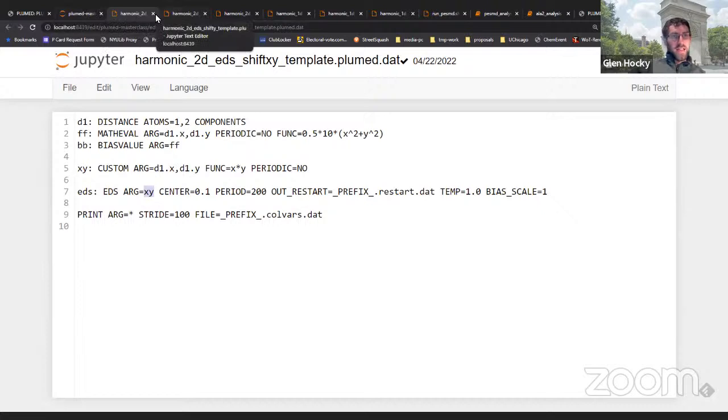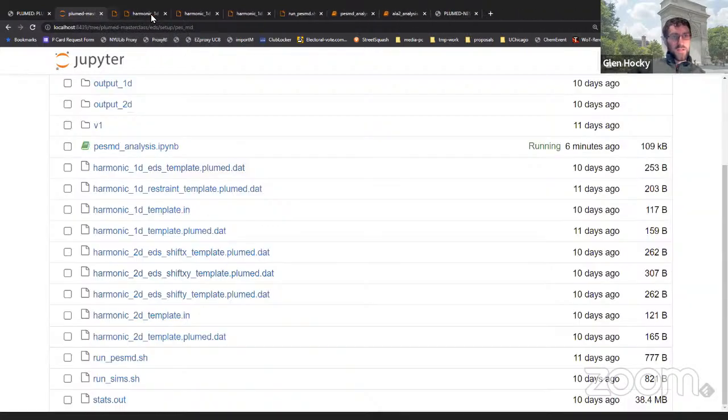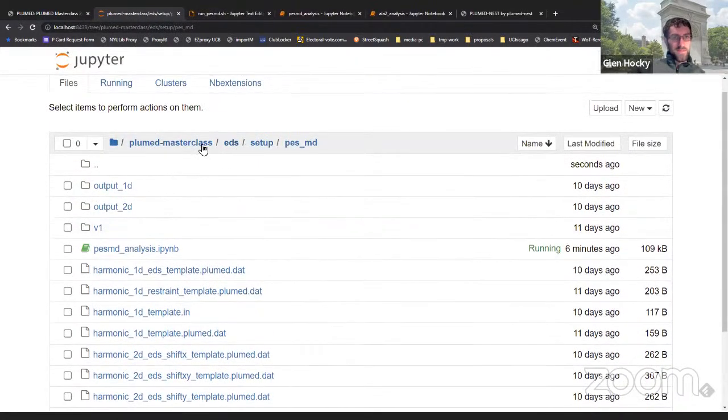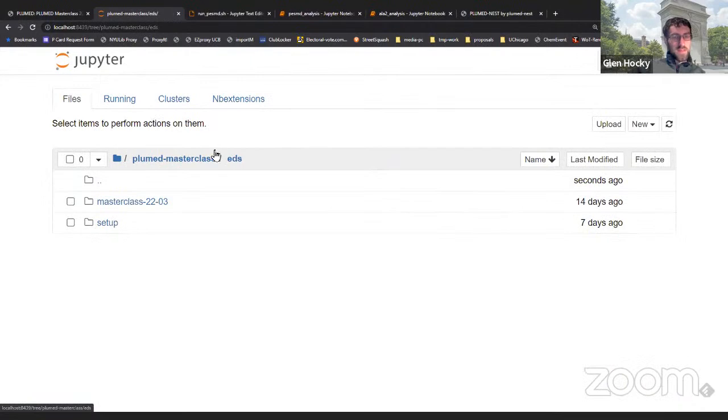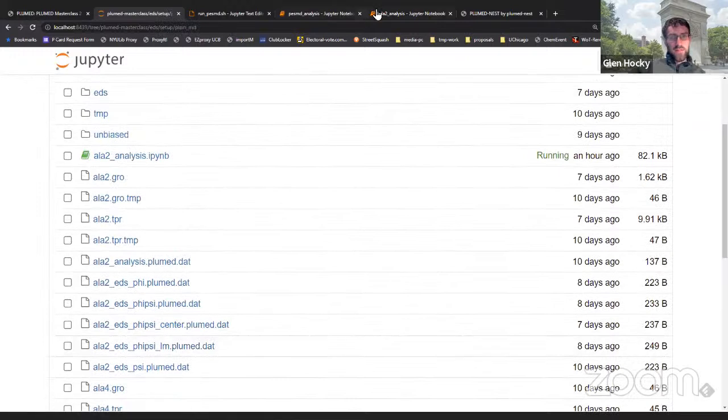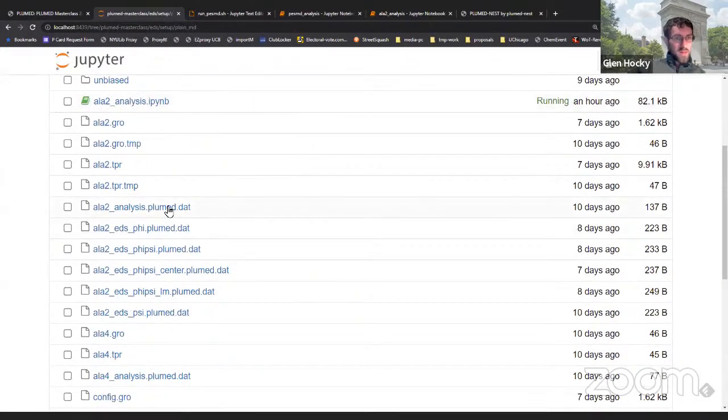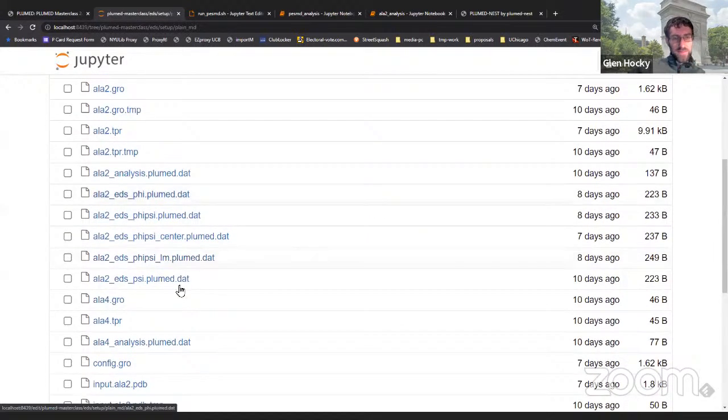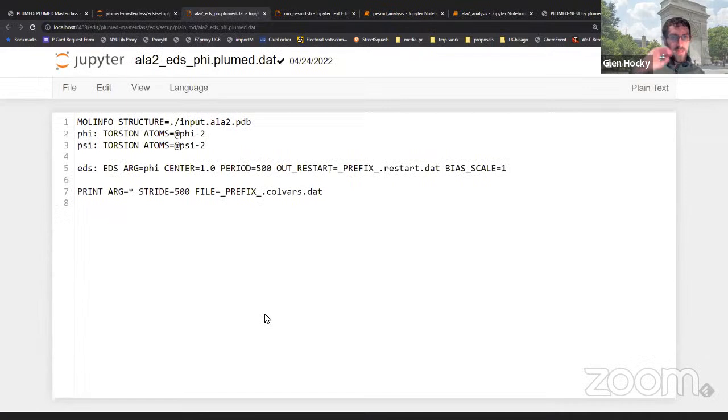Okay, and then I went over to closing these things, a molecular system. Alanine 2. I could have chosen more complicated systems, but I wanted something that could run in a reasonable amount of time. So here I took this alanine 2 input from the previous masterclass. We all know that we can define two dihedral angles, and now we can bias them to have some other value.